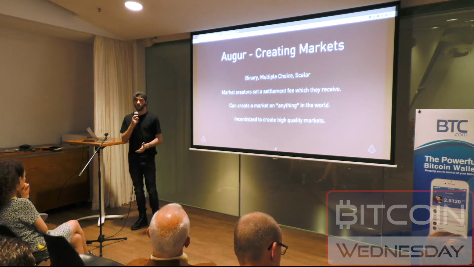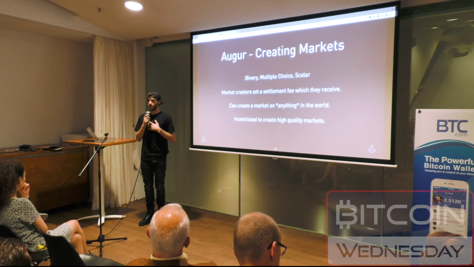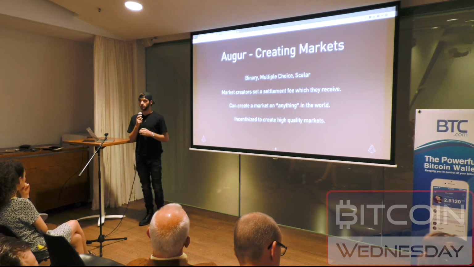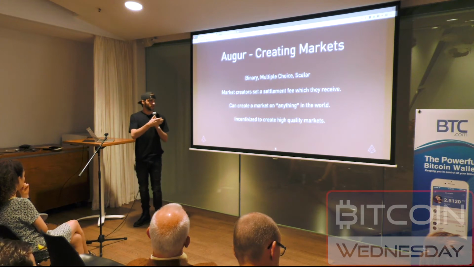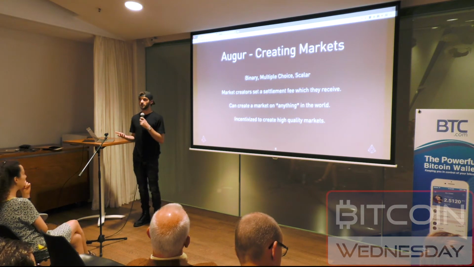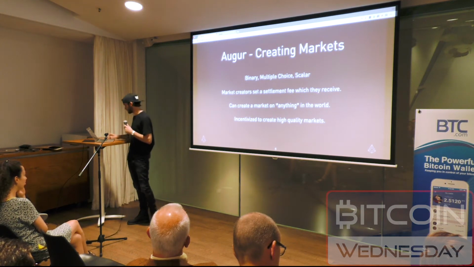Now, all the volume that goes through your market, once that actually settles, you're going to receive 50% of those trading fees. Augur itself doesn't make any money. The platform doesn't make any money. All the fees that are generated go directly to the person who created the market and the reporters that helped resolve that market. So you're incentivized to create a high quality market because that would, in theory, attract more liquidity and make you more money at the end of the day.